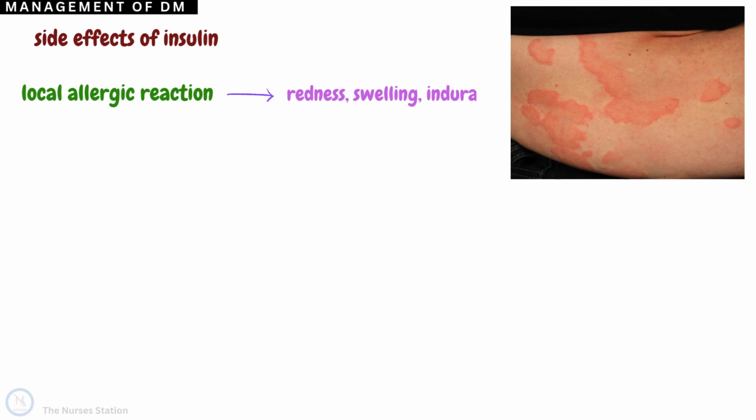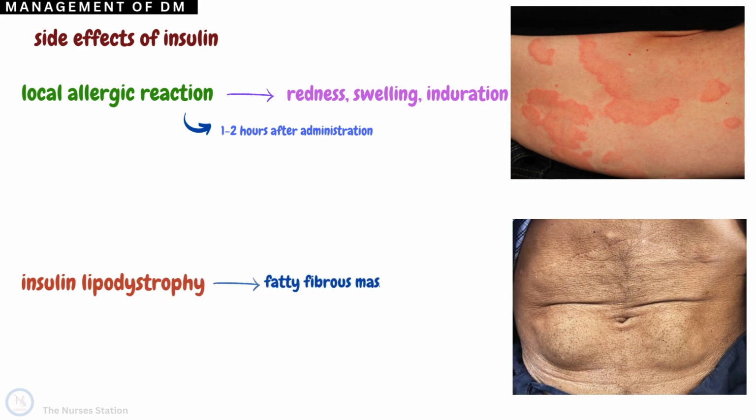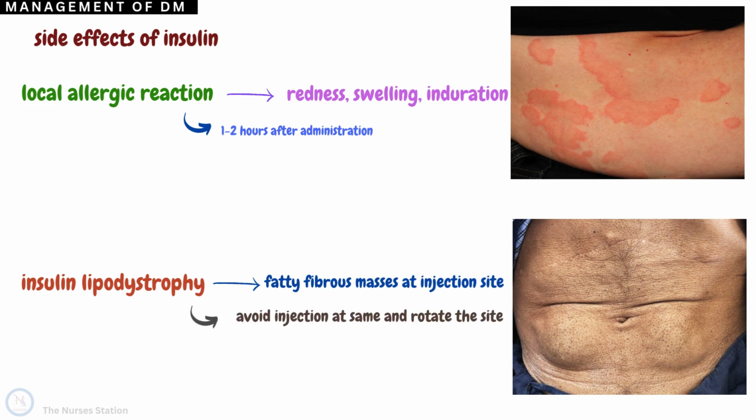There are several side effects of insulin therapy. Some patients may develop local allergic reactions like redness, swelling, tenderness, induration at the site of injection. It usually develops 1 to 2 hours after administration of injection. Insulin lipodystrophy is the development of fibrous fatty masses at the injection site by repeated use of same site. To avoid this, patient is advised to avoid injection at the affected site and to rotate the injection site.